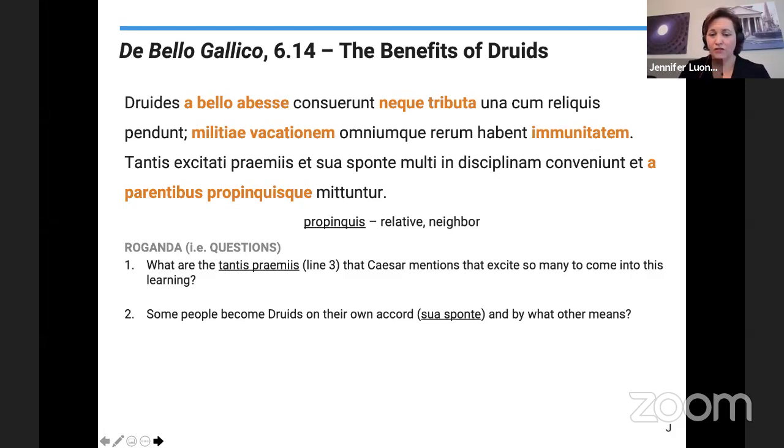We learn from Caesar that many people are excited to come into this learning. So what are the tantis praemiis in line 3 that Caesar mentions that urge so many people to come into this learning? And number 2 for this section, some people become Druids on their own accord, sua sponte, Caesar tells us. But what's the other means that people might come into being a Druid or Druidism? All right, awkward pause.